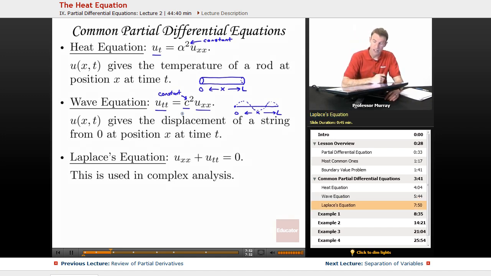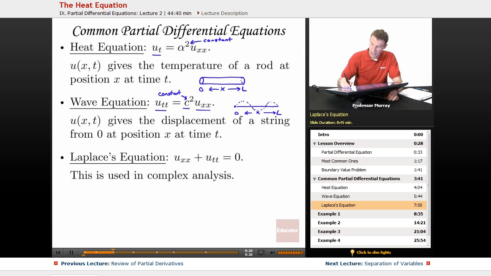The last equation that's very common when you study partial differential equations is Laplace's equation, which says that u_xx plus u_tt is equal to 0. And this one comes up a lot in complex analysis. I'm not going to interpret that one physically for you because it's not one that we're going to be studying later. We're actually going to spend most of our time studying the heat equation. But I just wanted to show you Laplace's equation because these really are sort of the big three partial differential equations that people study: the heat equation, the wave equation, and Laplace's equation.